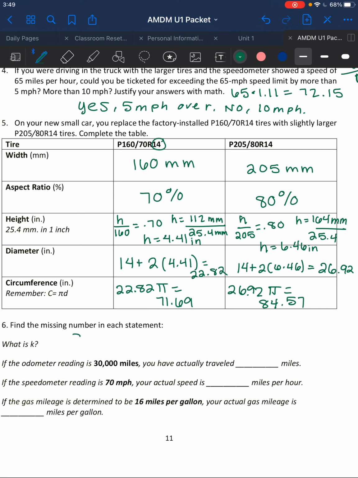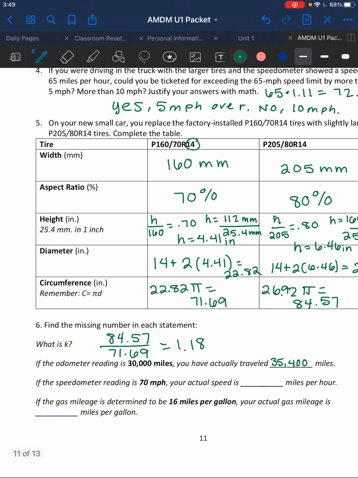Now we need to find our K. Remember, it is the larger tire over the smaller tire, or new over factory, however you would like to put that. So I have 1.18 as my K. Now I'm going to say 1.18 times 30,000 to get 35,400 miles. Then 1.18 times 70 to get 82.6 miles per hour. And then 16 times 1.18 is 18.88 miles per gallon.